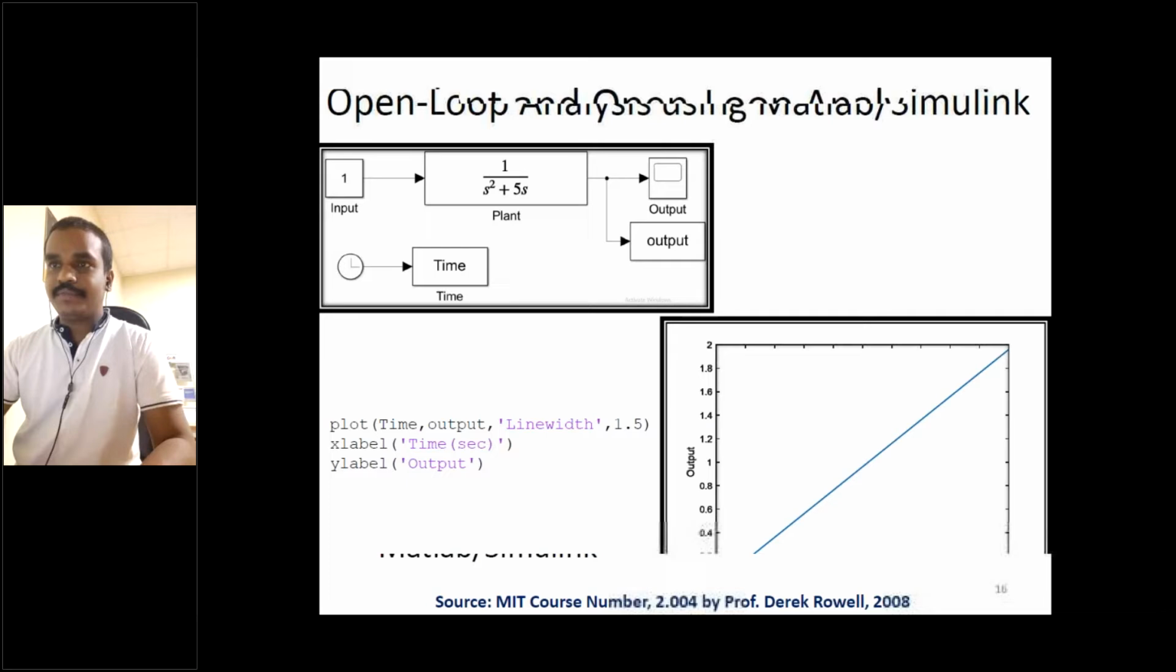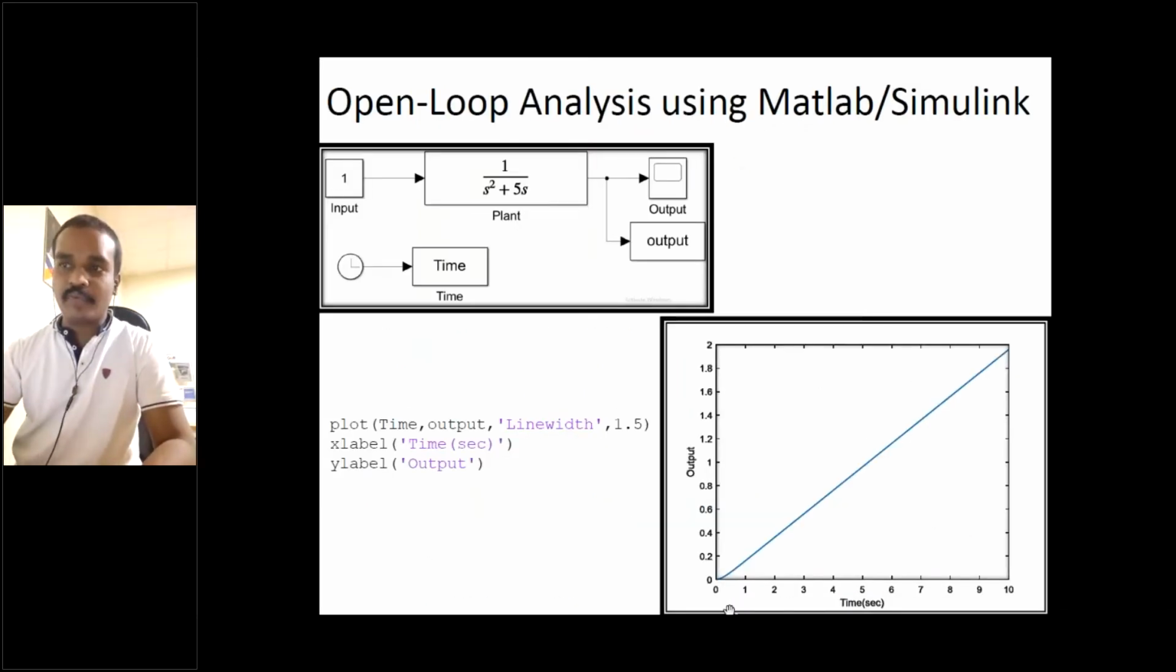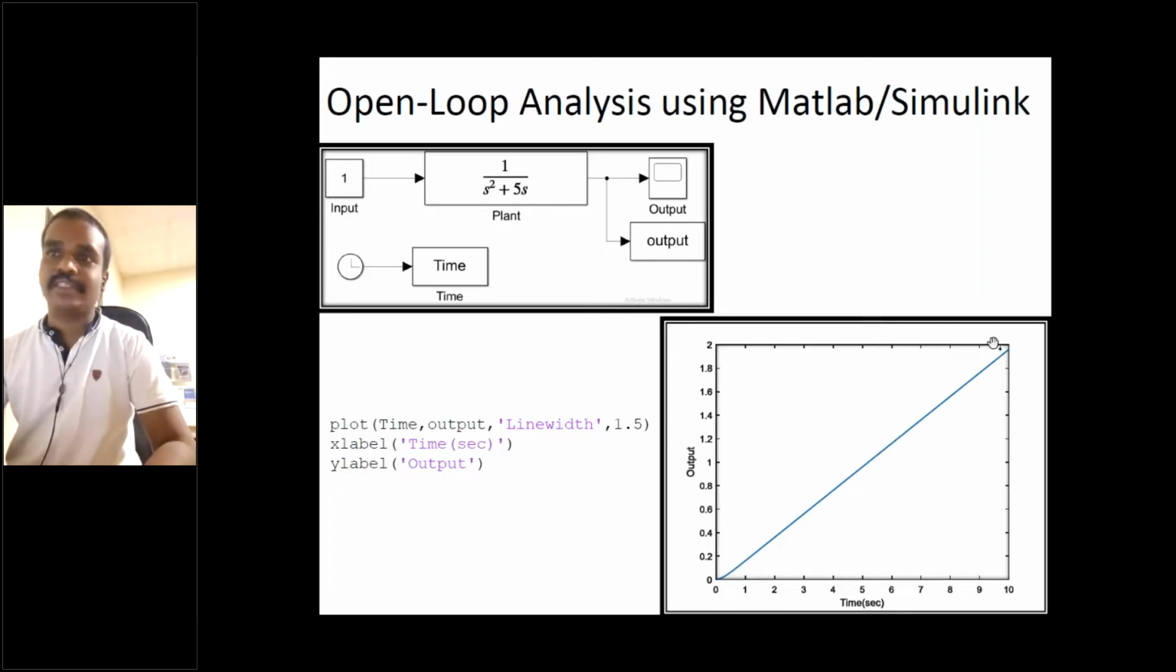To start with, this is the basic block diagram. This is the open loop control and this is the transfer function. What we have seen here is that in the open loop control, the system response is unstable. You can see what is happening: it keeps on increasing and increasing, but we don't want this.